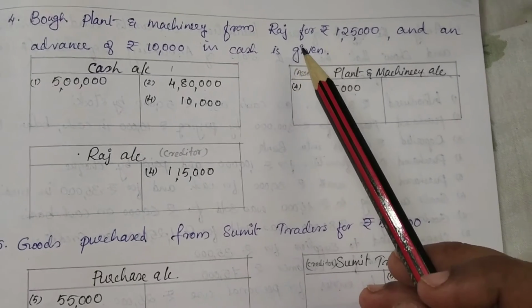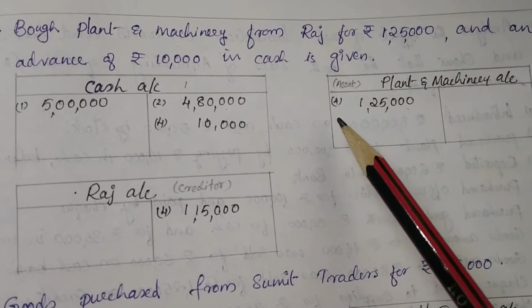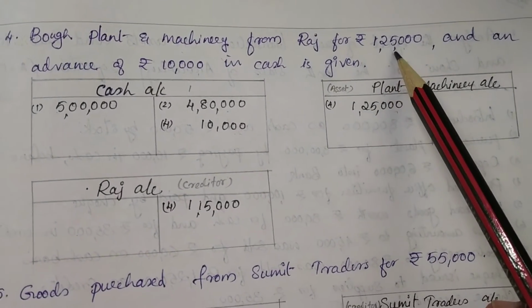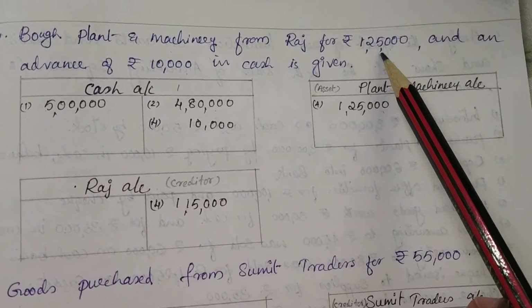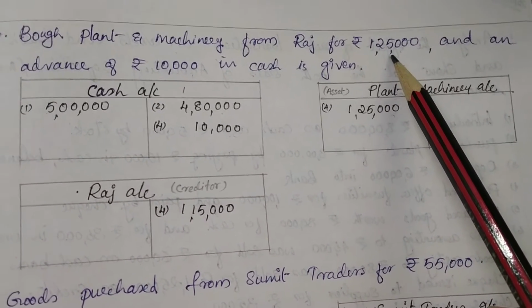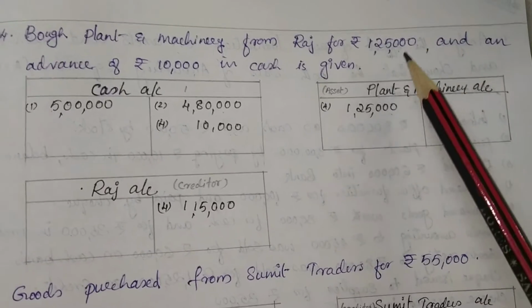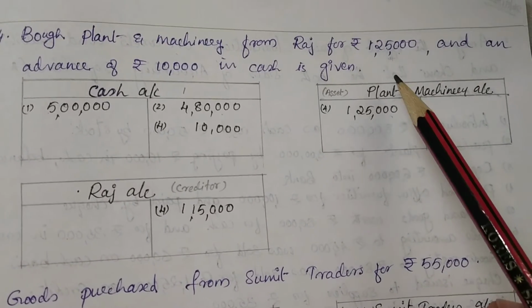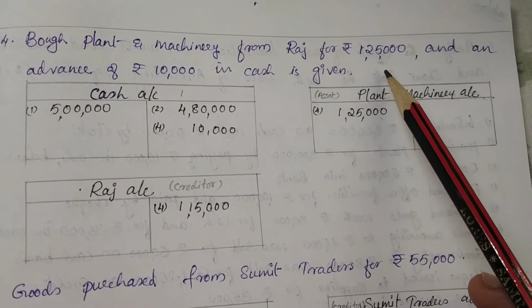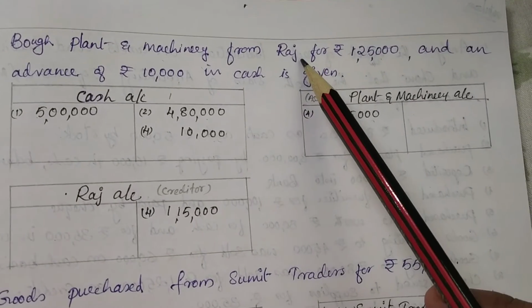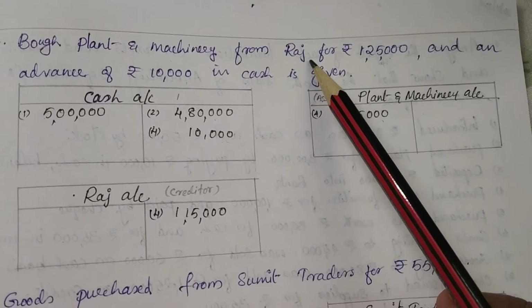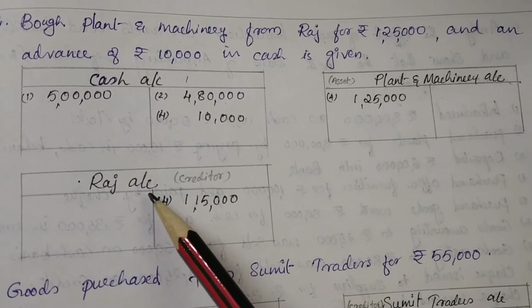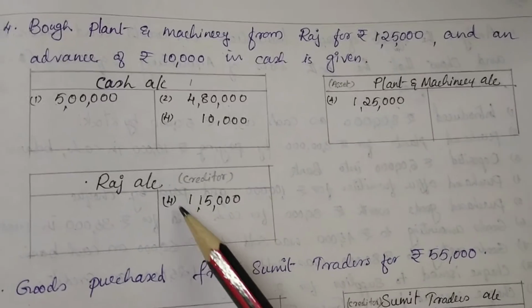Next, one more account we have to prepare here. Why? Because we bought 1,25,000 rupees worth of machinery, plant and machinery. But we paid only 10,000, right? The balance we have to pay later. So Raj will be a creditor for the company. So we have to open a new account, Raj account. Okay? He is a creditor.